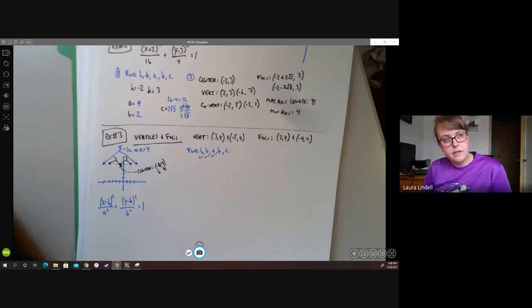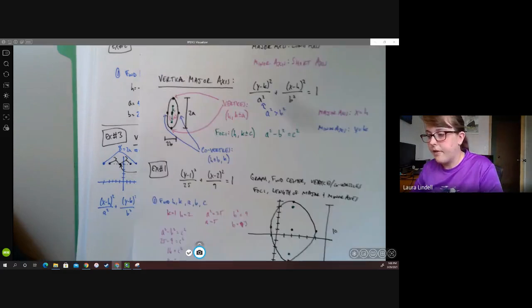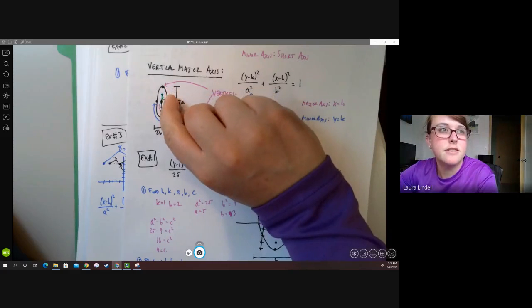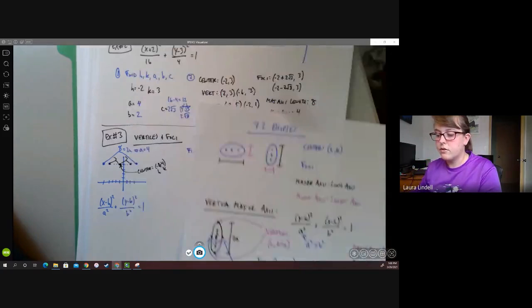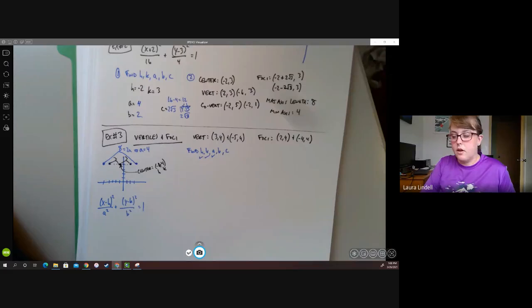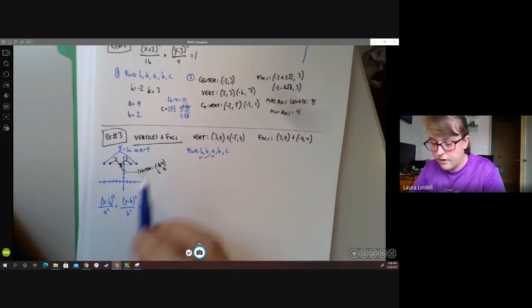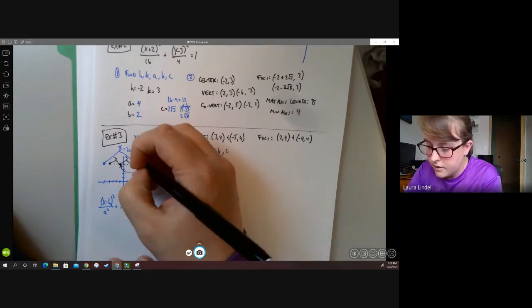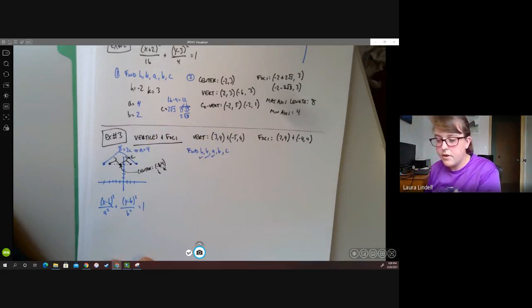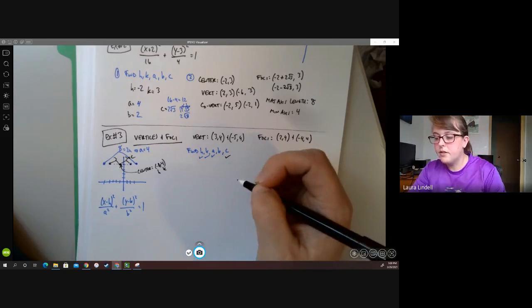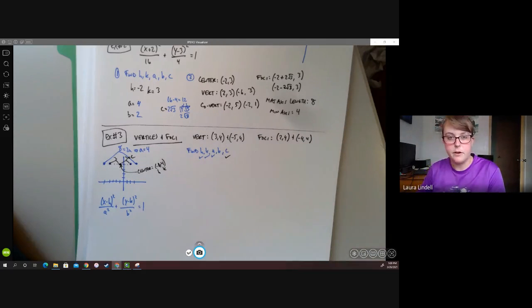If we remember back to when we were looking at the vertical major axis, I labeled it on that picture. The distance between the center and the focus is c. That still holds true on one that's oriented horizontally. This distance here is c. So c is 3. So we found c. Now we just need to find b, and we're in business here.